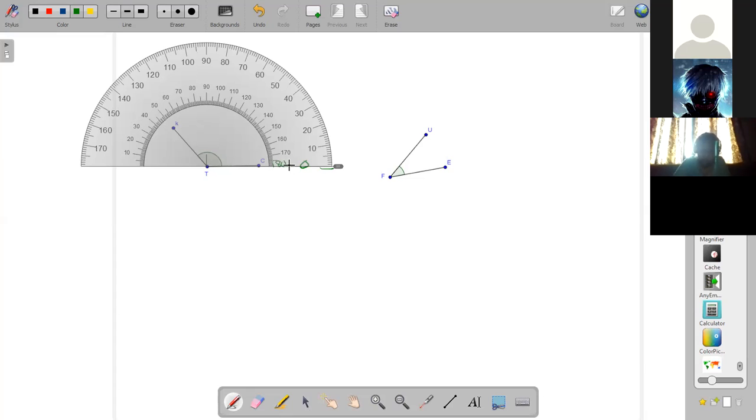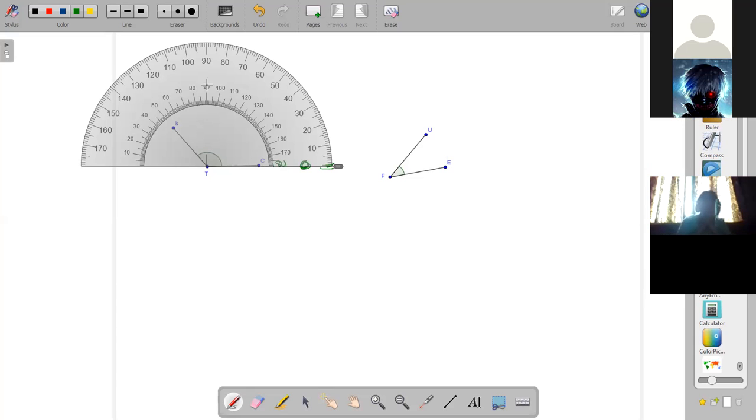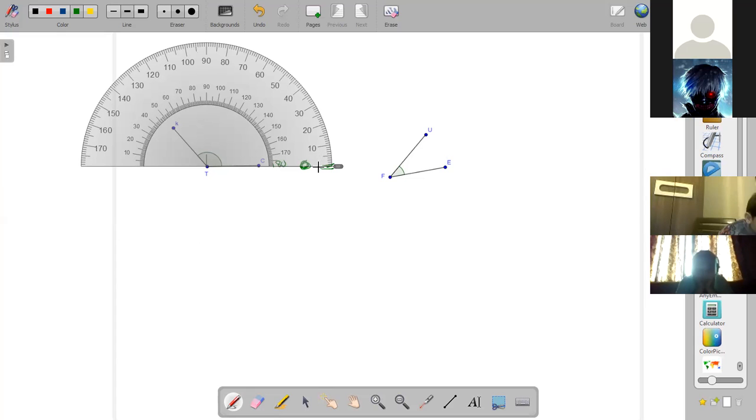No. We have to start from where? From the outside. Zero is written outside, so I will use the outside scale in my protractor. In your protractors, zero may be on the inside scale, but mine is on the outside scale. I will start with 0 till I reach the point K.